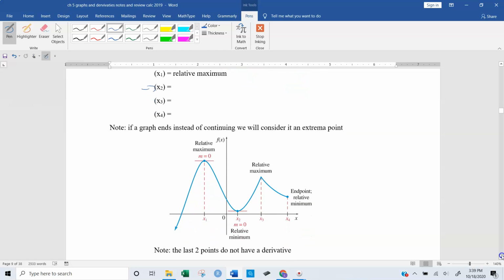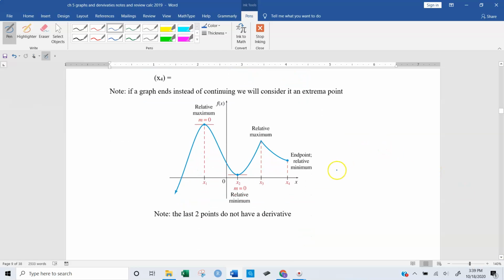So now when we go down here, we look at our graphs. Now, when we have extremas that do not end, we will consider this guy a relative max or min also. So this is the same. This is a max. This one's a min. This is a max. No derivative, by the way. This one here, since we are going down, would be considered a min. Again, no derivative. Something to keep in mind.